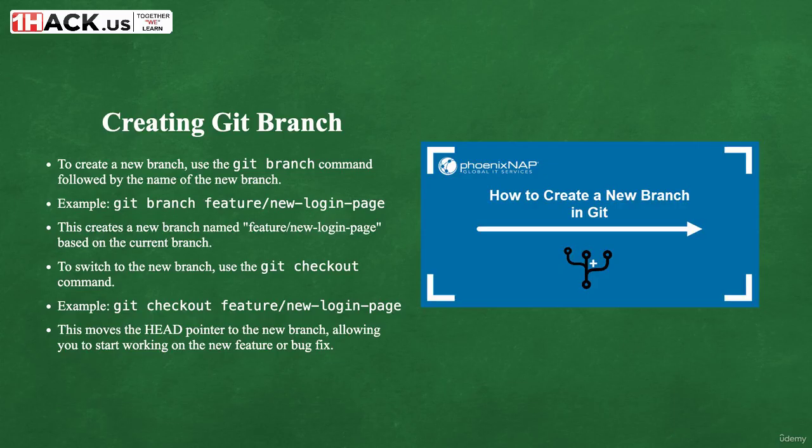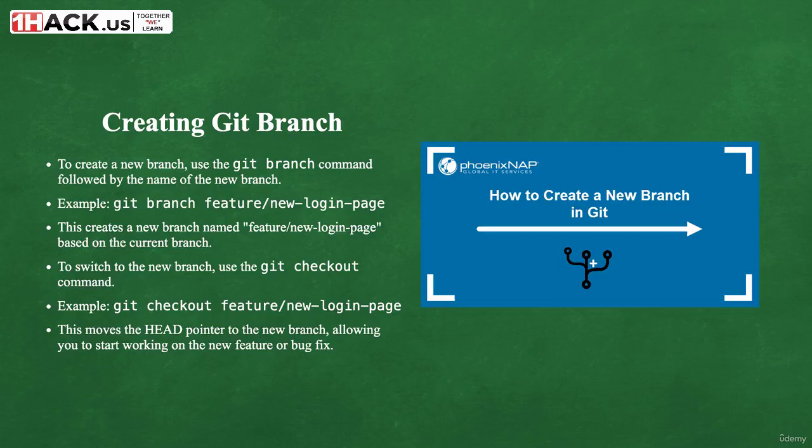However, simply creating the branch doesn't automatically switch you to the new branch. To do that, you need to use the git checkout command. For example, git checkout feature/new-login-page will move the HEAD pointer to the new branch, allowing you to start working on the new feature or bug fix.